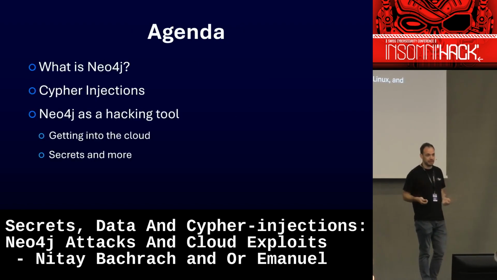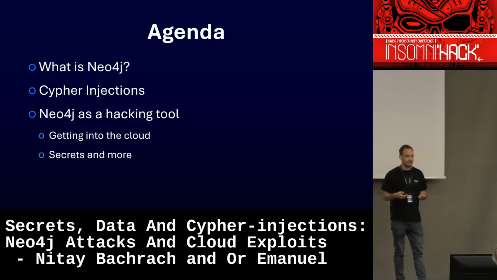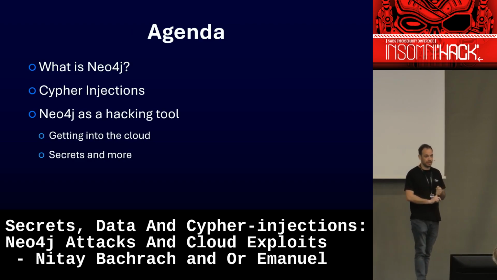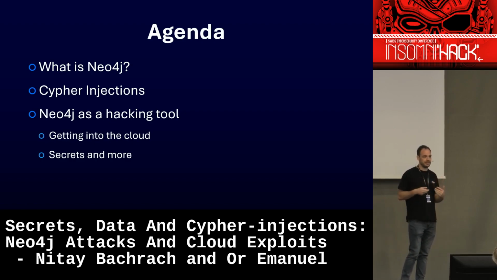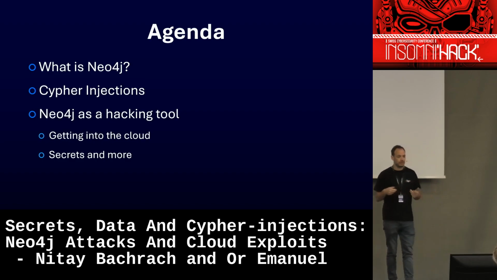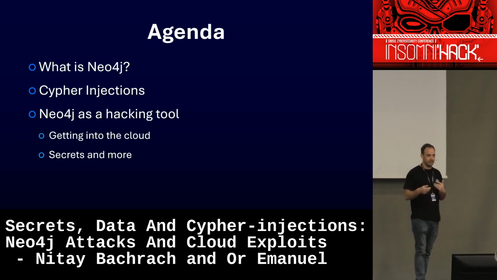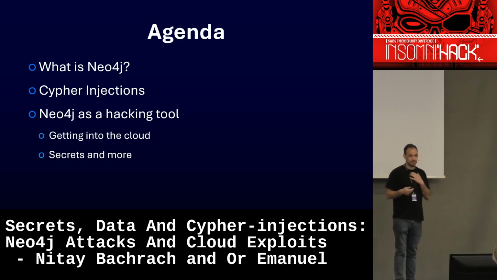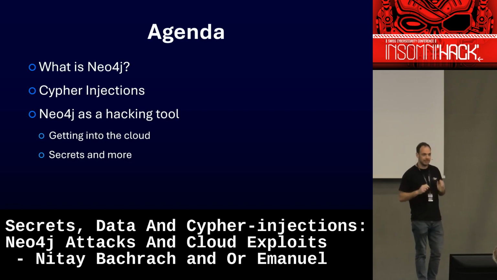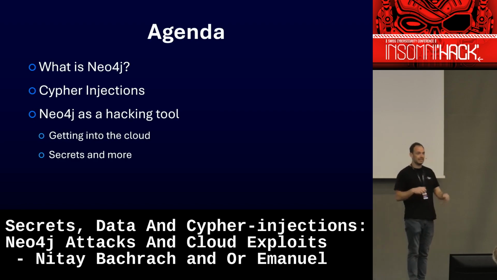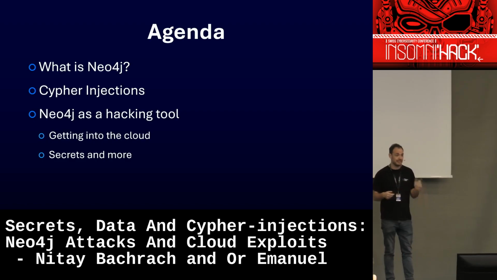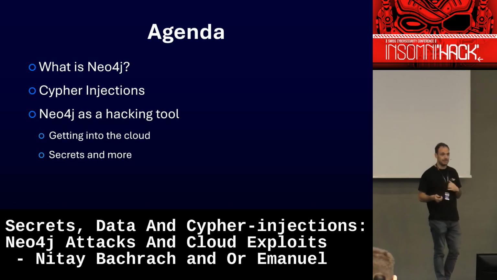But I'm here today to talk about Neo4j. Neo4j is a graph database, and I will talk about Neo4j and Cypher, which is its query language, kind of like its SQL. I will explain how to execute and how to do Cypher injections, but then I will also explain how to use Neo4j as a hacking tool. Because Neo4j is a database, and attackers can retrieve data, but they can actually do a lot more. They can get out of the Neo4j database into the target's environment, into the cloud, and they can also retrieve secrets that are not necessarily stored in the database, but they can access them using Neo4j.